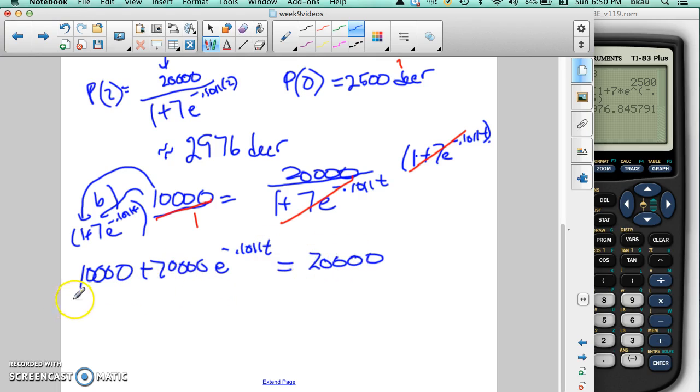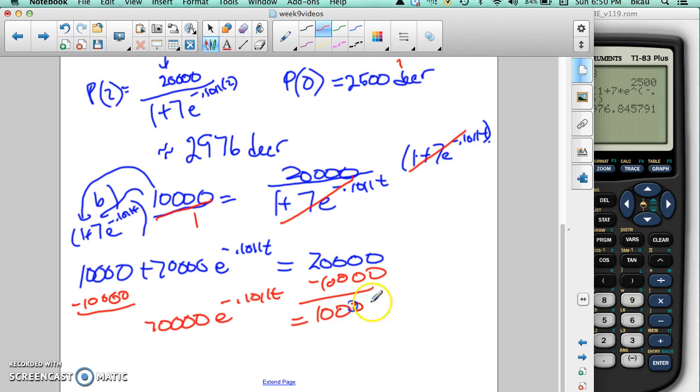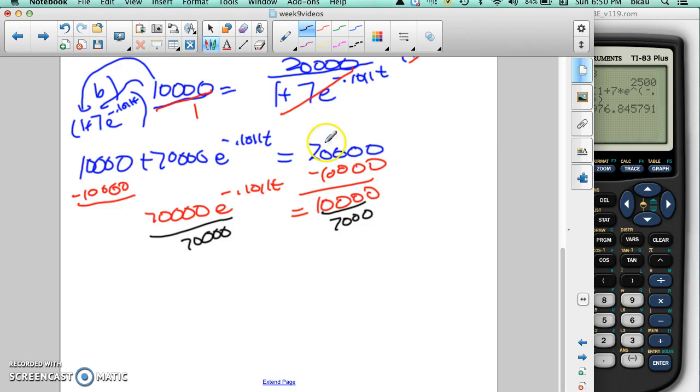So we're going to subtract off our 10,000 from both sides. We get 70,000 e to the negative 0.1011 t equals 10,000, and we divide by 70,000, and that's going to give us the next step: e to the negative 0.1011 t equals 1/7 reduced.